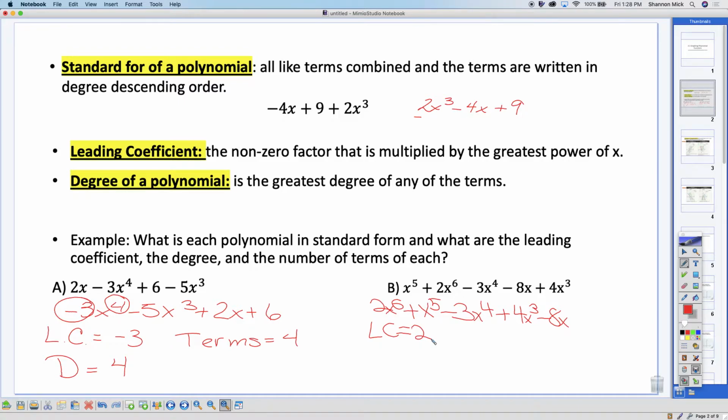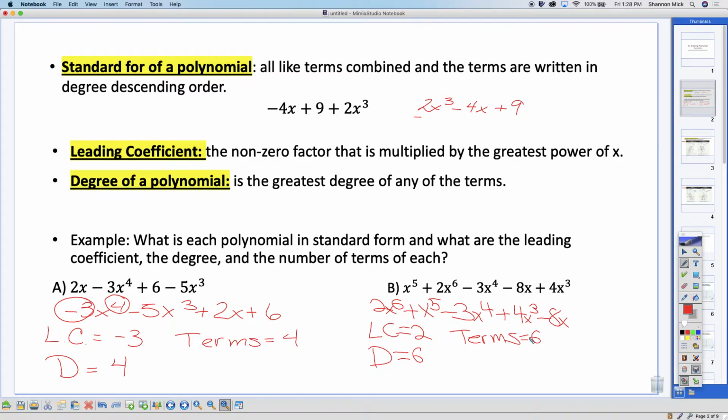Okay, so did you put it in? 2x to the 6th plus 5x to the 5th minus 3x to the 4th plus 4x cubed minus 8x. What if I had another x to the 6th there? What would I do first? I'd combine them, wouldn't I? Should I always combine like terms? Yeah.